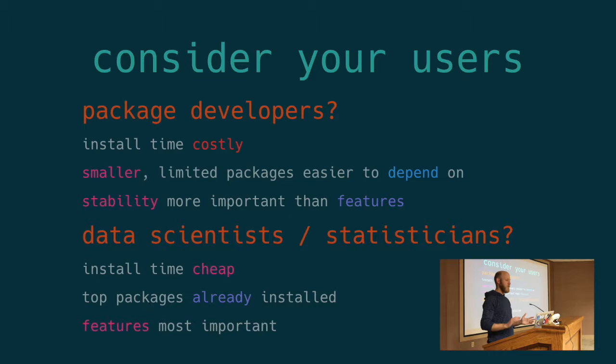However, if your users are more data scientists or statisticians that are installing your package to use in scripts or maybe in Shiny applications, in that case, the install time is relatively cheap. The users are only going to install your package and its dependencies maybe once or twice. And they often will already have some of them, especially if your dependencies are widely used packages like dplyr or data.table or rlang, one of the top packages on CRAN. Those packages are often already installed on the user's machine. So depending on them really isn't bringing any additional work or additional installation time. And in this context, I think features are the most important thing.